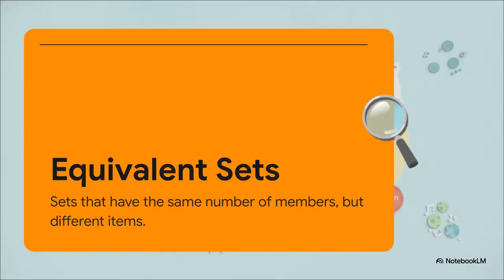Equivalent sets are sets that simply have the same number of members. The items inside do not have to be the same. We only care about the total quantity. So, for example, if set A has 3 jumping ropes and set B has 3 footballs, they aren't the same objects at all, but because they both have exactly 3 items, they're equivalent.